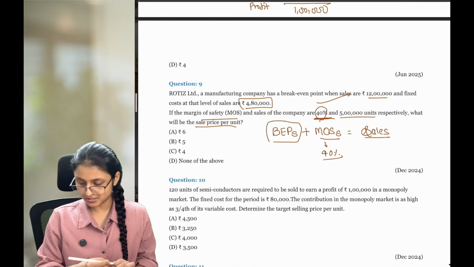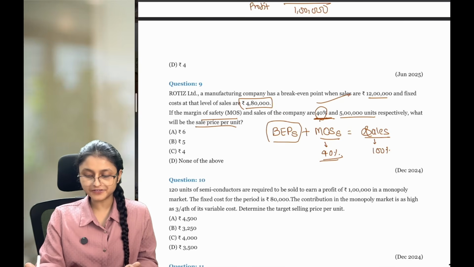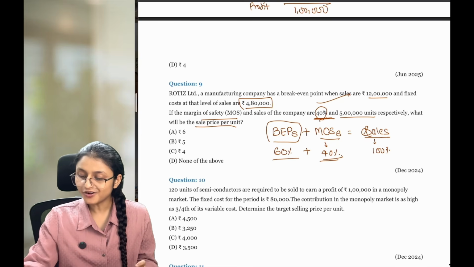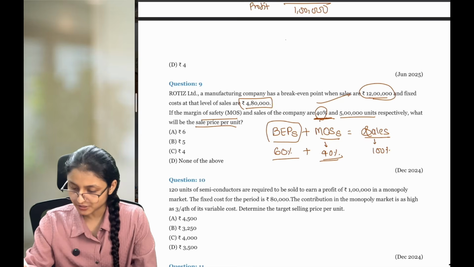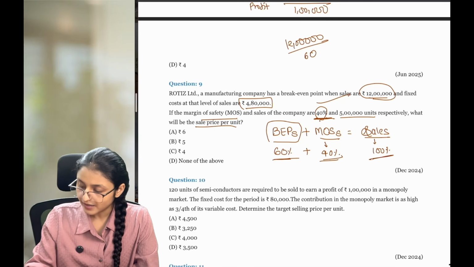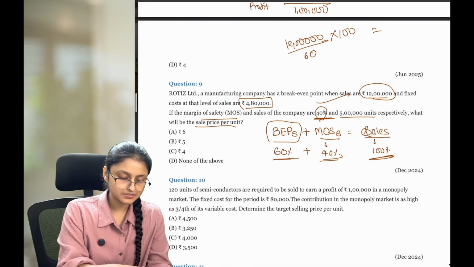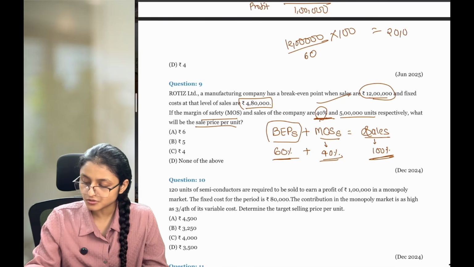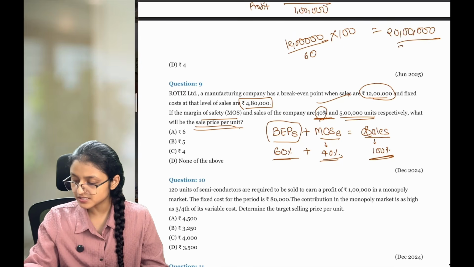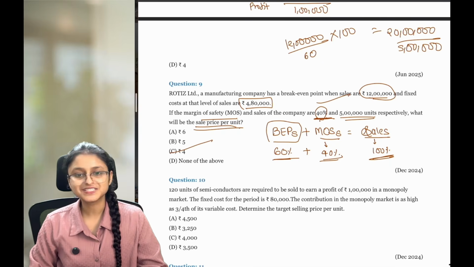Okay? So if your sales is 100%, 40% of that is margin of safety. That means the remaining 60% is going to be your break-even point sales. I already know my break-even point sales as 12 lakh rupees. So 12 lakh rupees is my break-even point sales, which denotes 60. I want to know the total sales, which is denoted by 100. So 12 lakh divided by 60 into 100 will give you 20 lakh as the total sales. But we have to calculate selling price per unit. So divide this total sales with the number of units, which is 5 lakh, and this will give you a selling price of 4 rupees per unit.